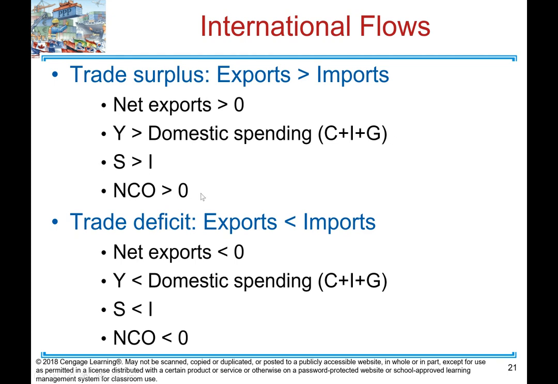NCO is positive. When there is a trade deficit, exports are less than imports. Net exports is negative. Y is less than domestic spending, which is C plus I plus G. Savings is less than investment, and NCO is negative.